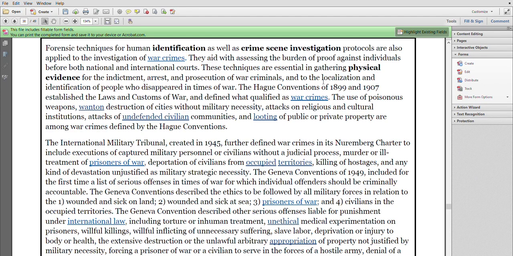The Hague Conventions of 1899 and 1907 established the laws and customs of war, and defined what qualified as war crimes. The use of poisonous weapons, wanton destruction of cities without military necessity, attacks on religious and cultural institutions, attacks of undefended civilian communities, and looting of public or private property are among war crimes defined by the Hague Convention.